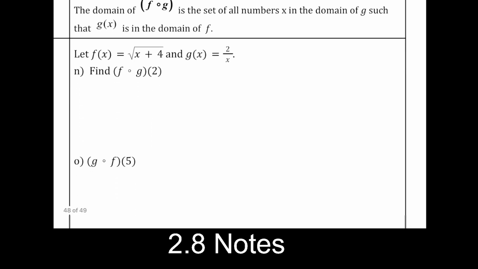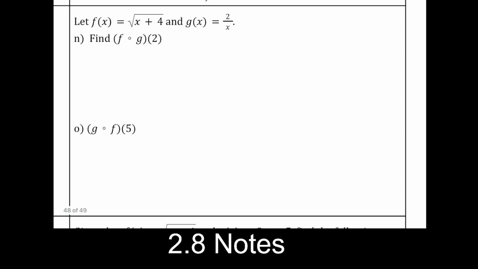Okay? So here we have f and g. F of x is the square root of x plus 4, and g of x is 2 over x. And so we want to find f of g evaluated at 2. And again, I'm going to rewrite using the other notation because I find it really helps. But this is going to be f of g of 2. So it's going to be g of 2 plugged in here. And so the logic that we can do is we're going to work on the side over here. G of 2 is just 2 over 2, which is 1. So we bring this logic back over here.